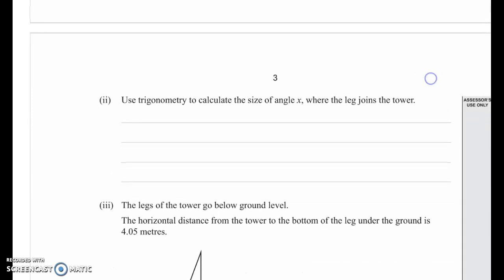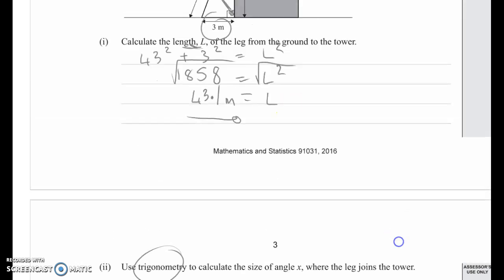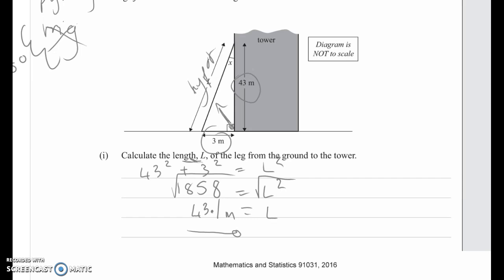Now, the second part actually says use trigonometry. Now, they won't always say that specifically, but we know if we're trying to find the angle X this time, I'm trying to find an angle, so I'm going to be using an angle. Now, I've got all 3 sides because I have just calculated what that L is, but it's a good idea if they have given you the other 2 sides to try and use the ones they've given, because if you have made a mistake or you've rounded differently to how they want to round, it's going to give you a different answer. So try and use what they've given.